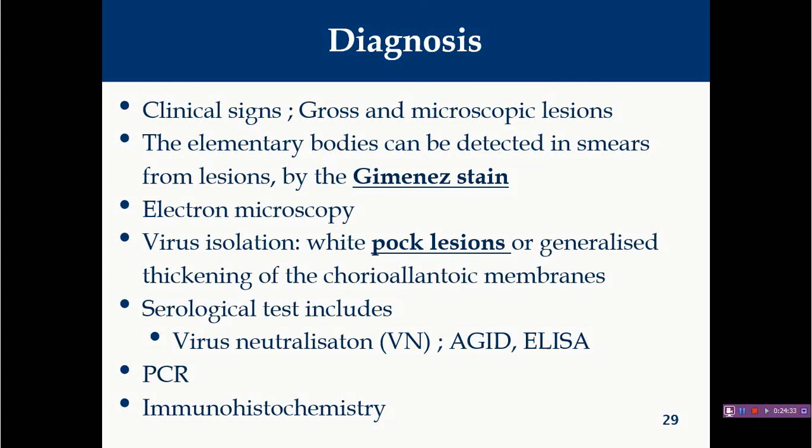Electron microscopy, as well as virus isolation, in which you will find pock lesions in the chorioallantoic membrane, as well as serological tests like virus neutralization test, agar gel immunodiffusion test, ELISA, PCR, immunohistochemistry can be done for confirmation of this disease. But most of the time, gross lesions are very characteristic, and rarely do you have to go for microscopic examination. So this is all about pox virus. Thank you.